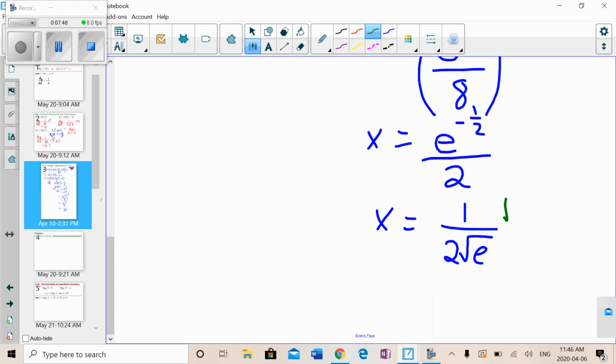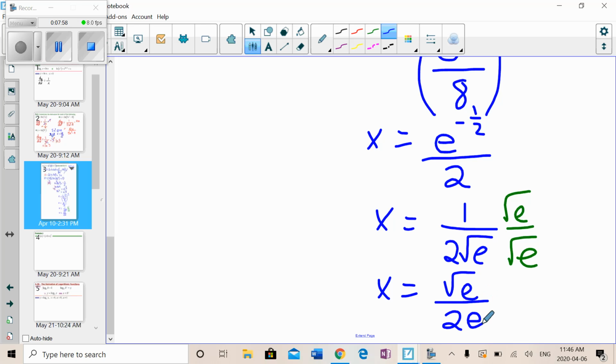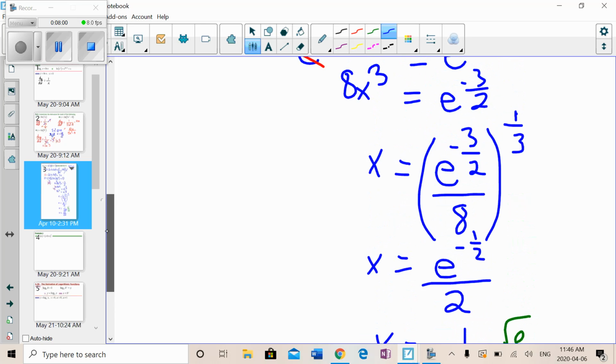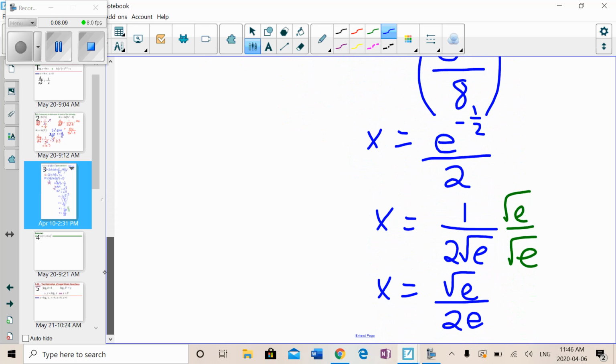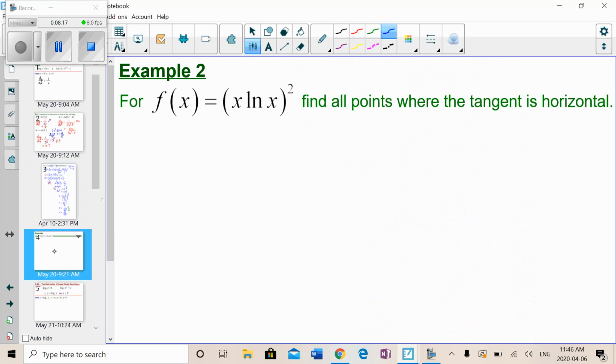I'm going to rationalize the denominator. I'm going to multiply by root e over root e, and I'm going to get x equals root e over 2e. So again, this answer right here, e to the negative 1/2 over 2, is good, but we don't ever leave negative exponents, so really you should move that to the bottom as a root e, and then we don't ever leave roots on the bottom. Okay, so that's it for that one.